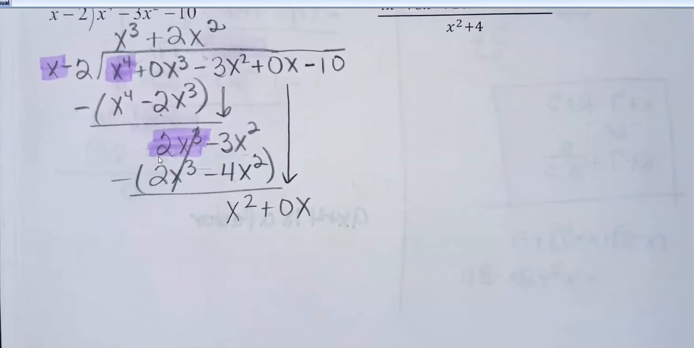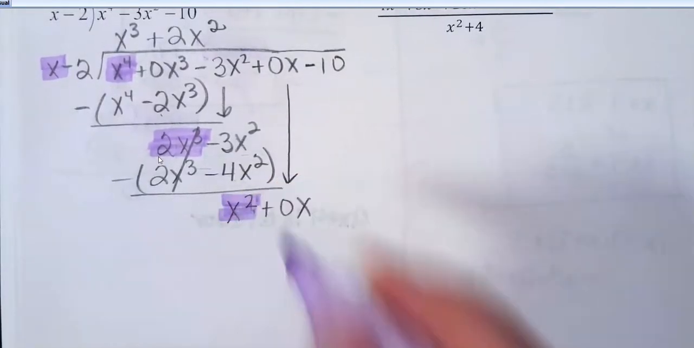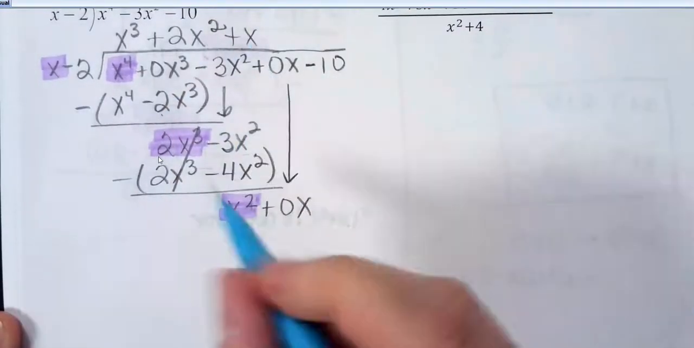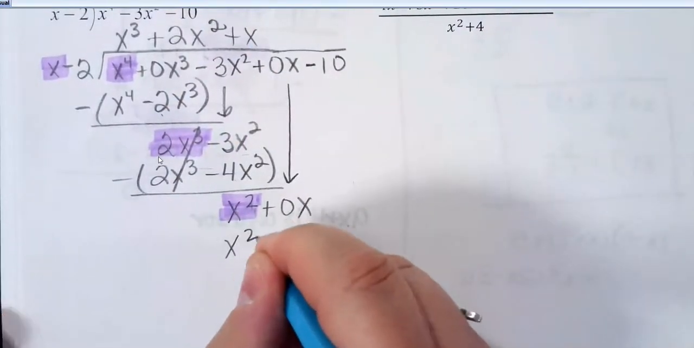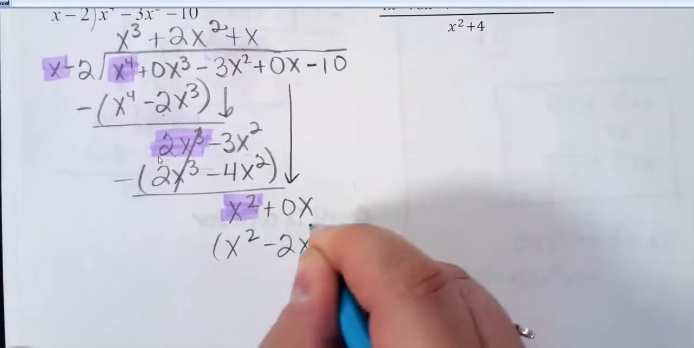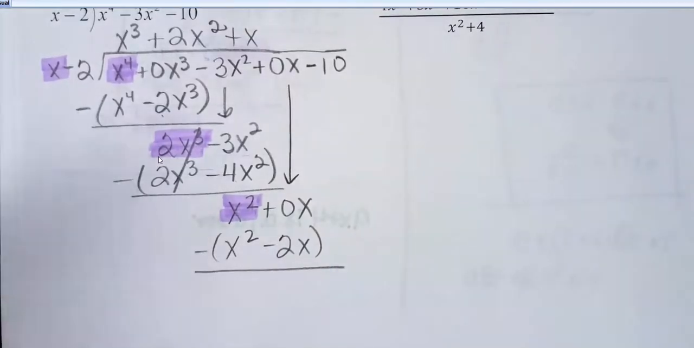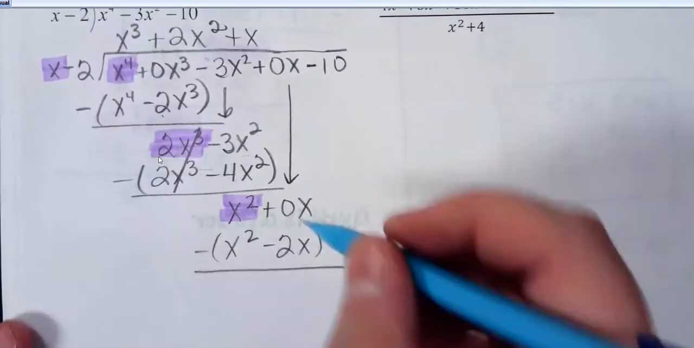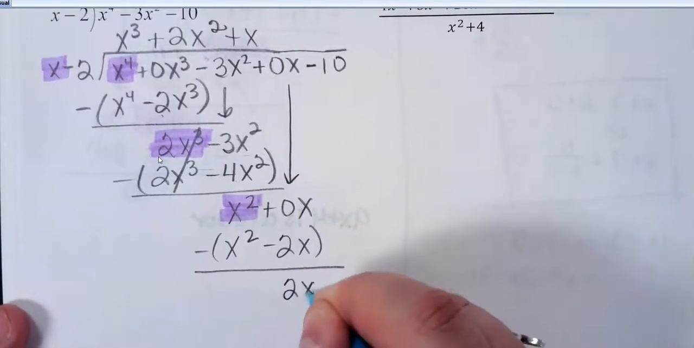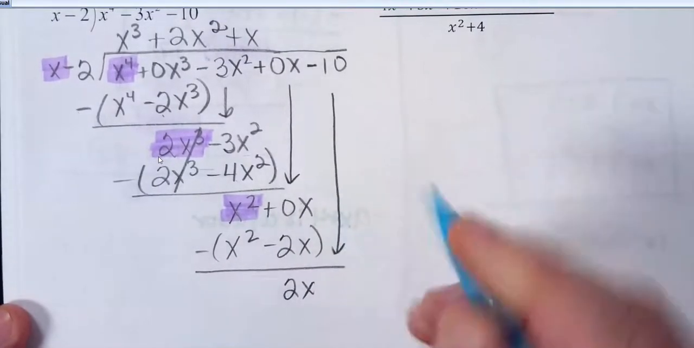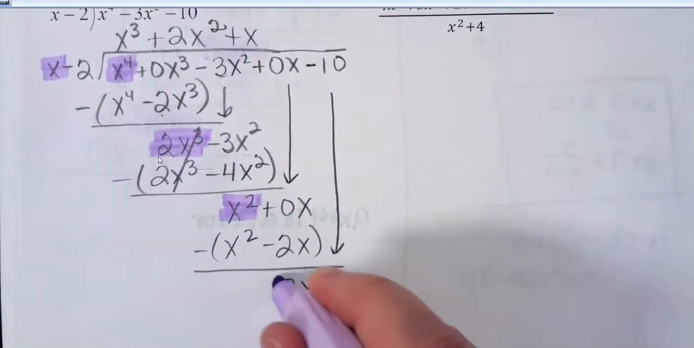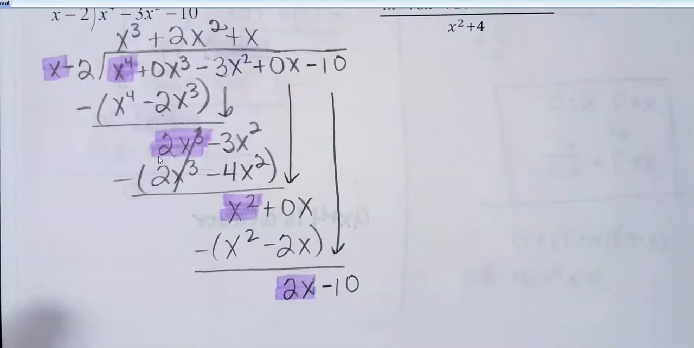What would you multiply x by to get x squared? Just x, so we're going to put plus x here. X times x is x squared. X times negative 2 is negative 2x. And putting that 0x in there is just helping me with place value. 0 minus a negative 2 is really 0 plus 2, so this would simplify to be 2x. Bring down your negative 10. And then last step here, what am I going to multiply x by to get 2x? 2.